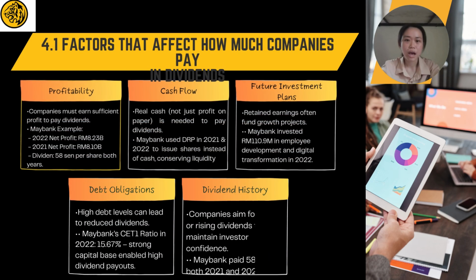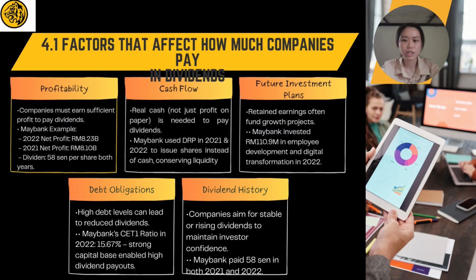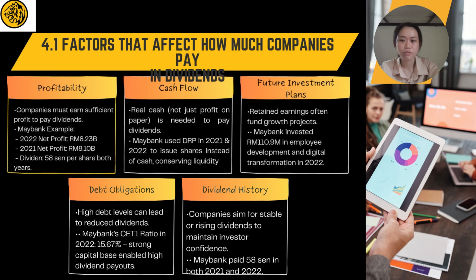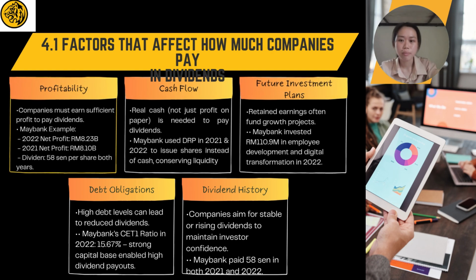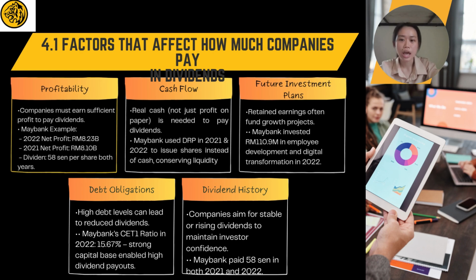First, the factor that affects how much companies pay in dividends is profitability. Companies must earn sufficient profit to pay dividends. For example, Maybank's net profit in 2021 was 8.10 billion ringgit Malaysia, while in 2022 net profit was 8.23 billion ringgit Malaysia. Dividend was 58 cents per share in both years. Then the cash flow. Real cash is needed to pay dividends.